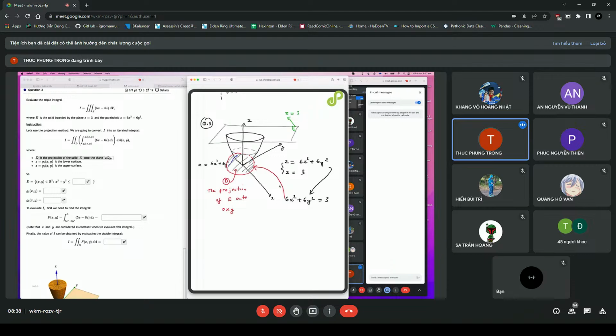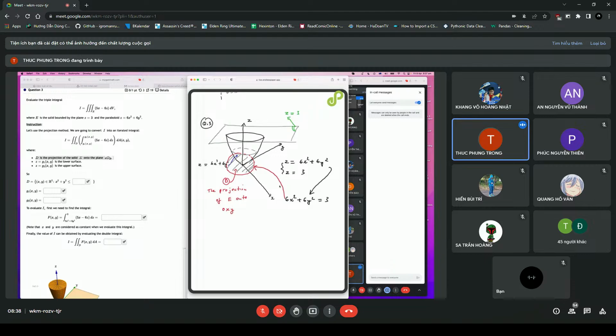This is from the lower surface, right? So this guy. And the upper surface is exactly the plane, and we know that the plane is equal to 3. So 3 should be the function z2. We have it right here.